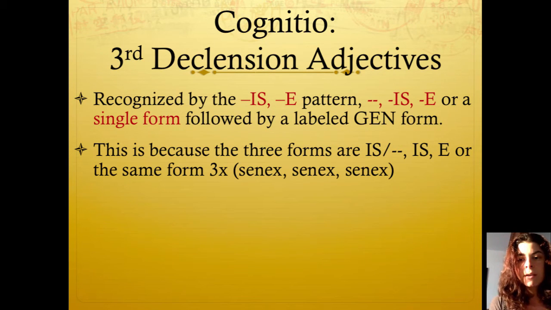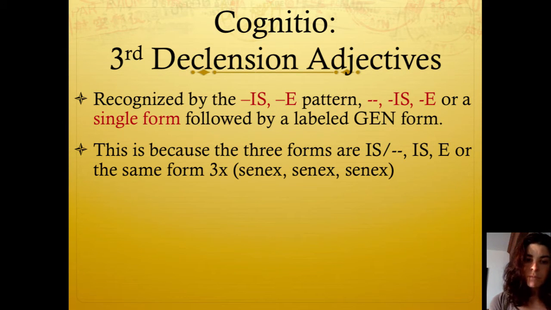Because if you think about it, the single form is really just the same form three times, the first masculine, the second feminine, the third neuter. And then with the is, e pattern, it's just is twice, first masculine, second feminine, and then the e is the neuter. And with the one that has three forms, the blank, is, e, the blank is the masculine, the is is the feminine, and the e is the neuter.